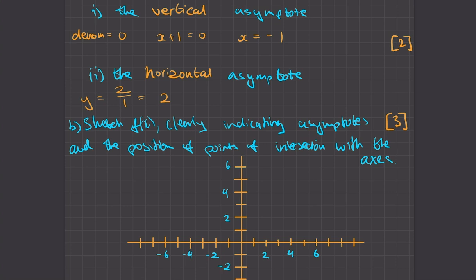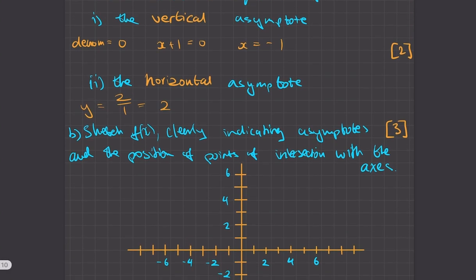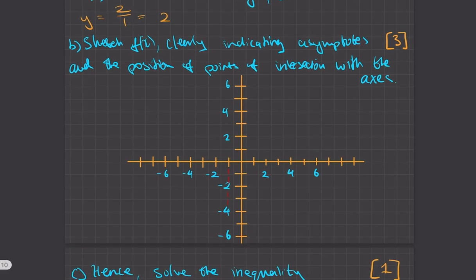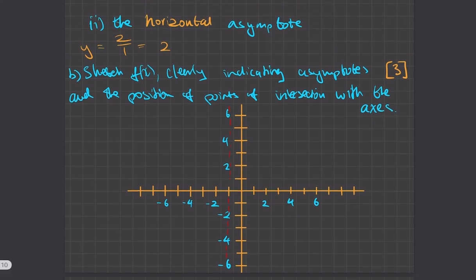So I'm going to do this in a different color. So what do we know? Well, first of all, we know that we have a vertical asymptote at minus 1. That's going to be over here. Let's go with red. Let's do a dotted line here, at minus 1, like this. So that's our vertical asymptote.